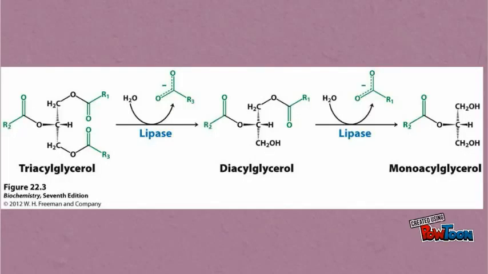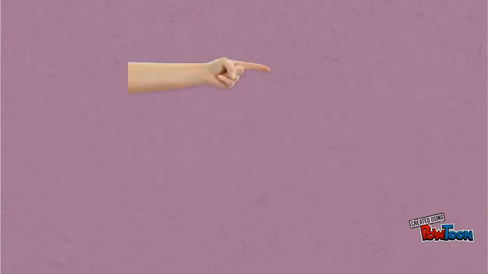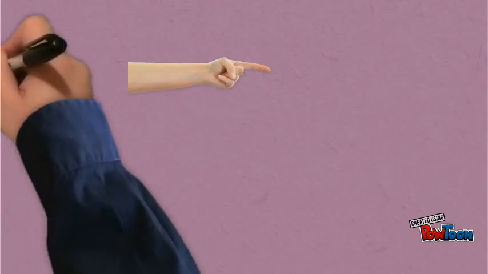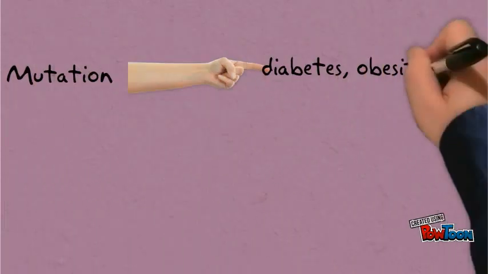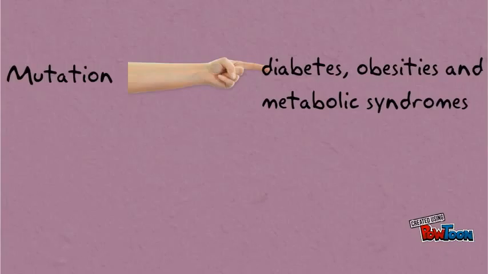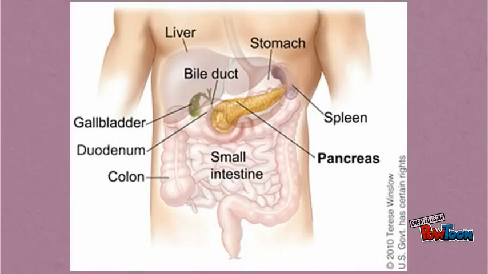There are different types of lipases, many of which are expressed in the digestive system and many of which are expressed in different tissues. Mutations in the lipase may result in diabetes, obesity, and metabolic syndromes. In adults, 2/3 of digestion of lipids is performed by pancreatic enzymes. There is another lipase found in the pancreas known as the bile salt-dependent lipase, which is also found in breast milk.